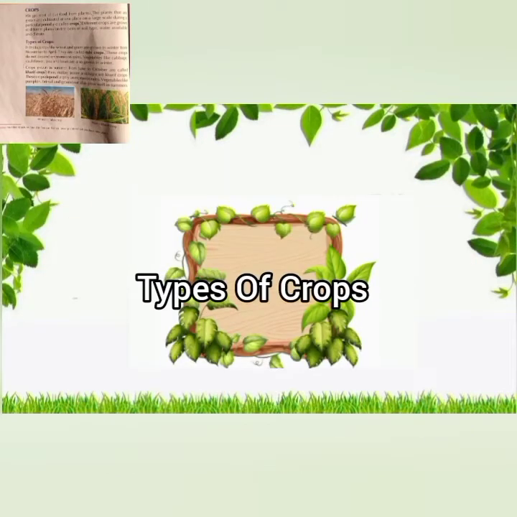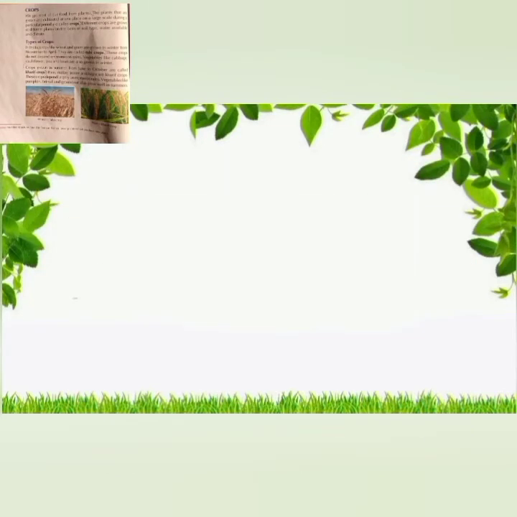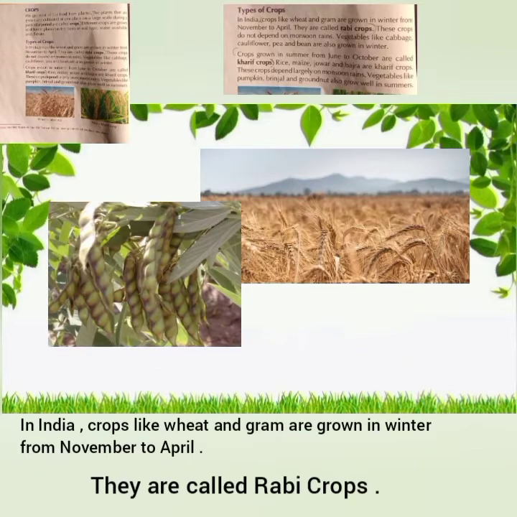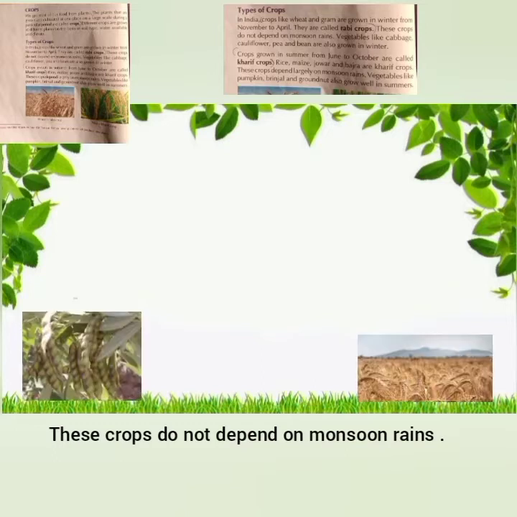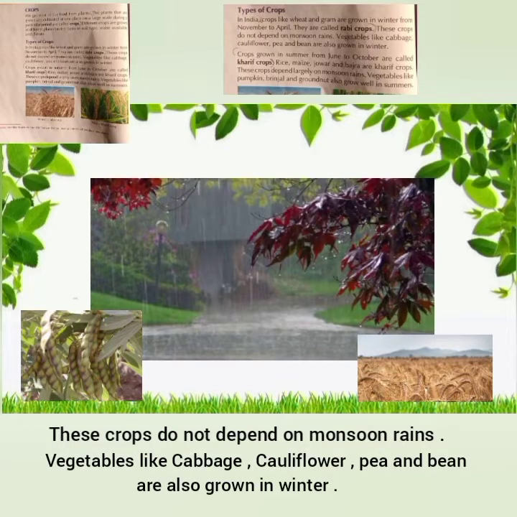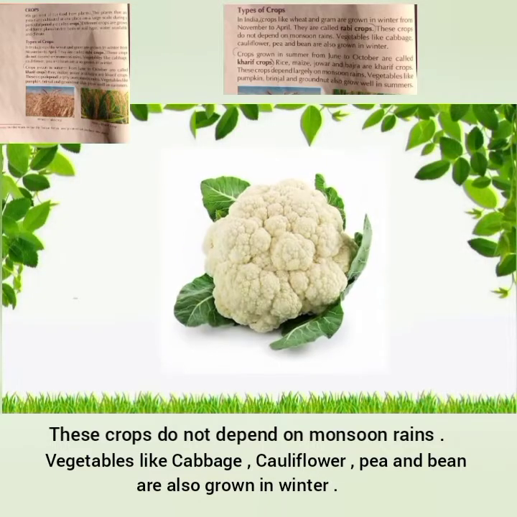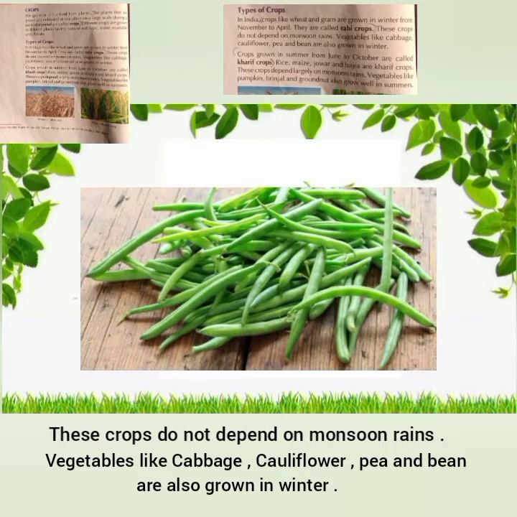Types of crops. In India, crops like wheat and gram are grown in winter from November to April. They are called Rabi crops. These crops do not depend on monsoon rains. Vegetables like cabbage, cauliflower, pea and bean are also grown in winter.